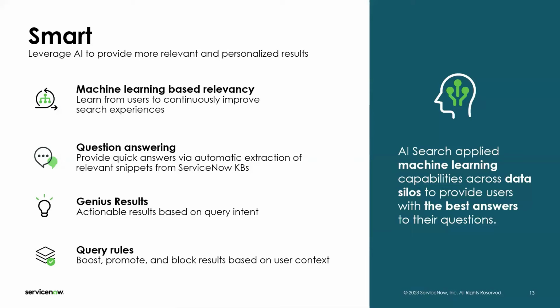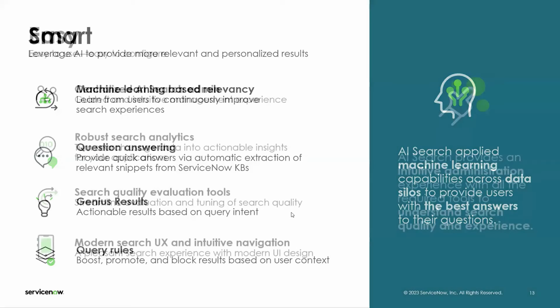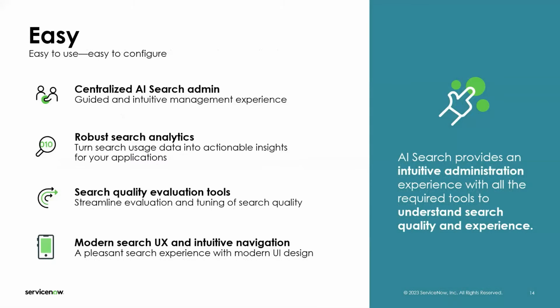You can promote certain intents. You can block certain results. So all these are combined together. They give a lot of power and make our AI search smart enough to respond to the end user with better relevancy, right?